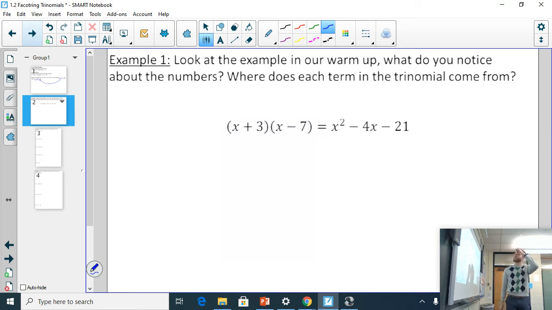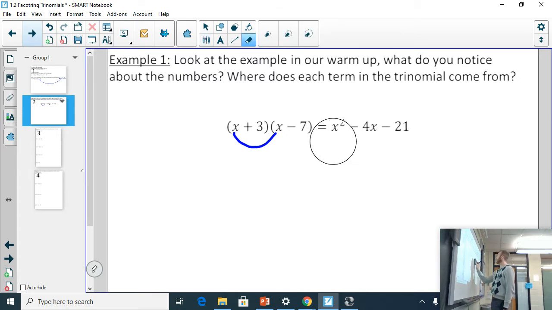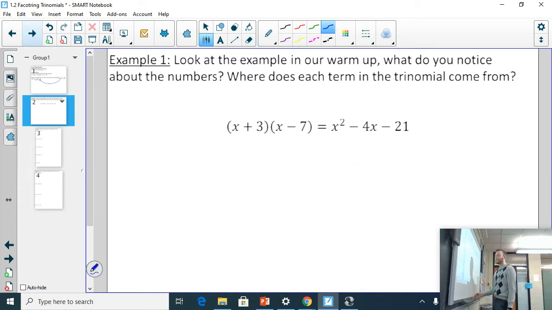And so for our first example, it says, look at the example in our warm-up. What do you notice about the numbers? Where does each term in the trinomial come from? There are a couple patterns to notice. This x squared just comes from this x times x. That's not too interesting yet, I think we could see that one. But I'm really focused on these two right now.